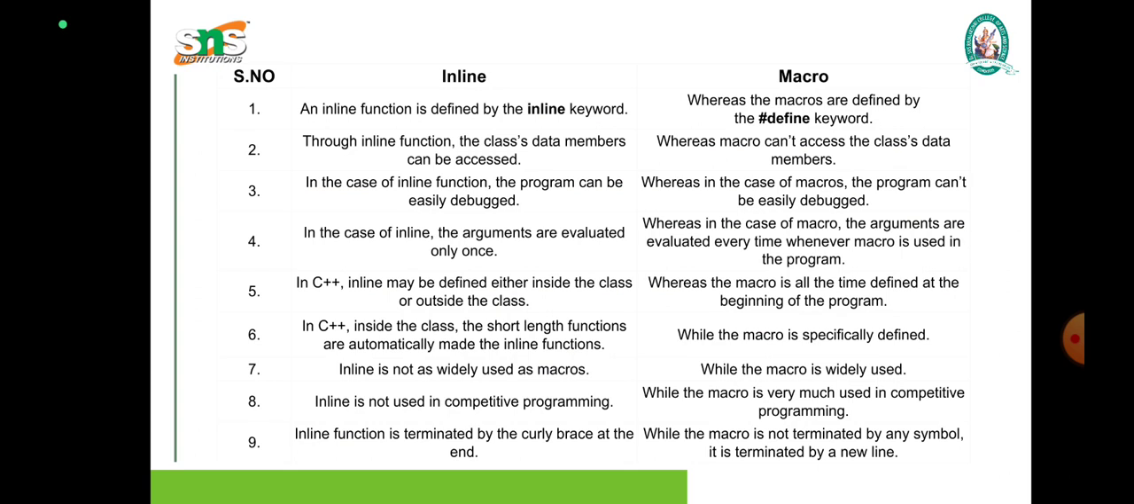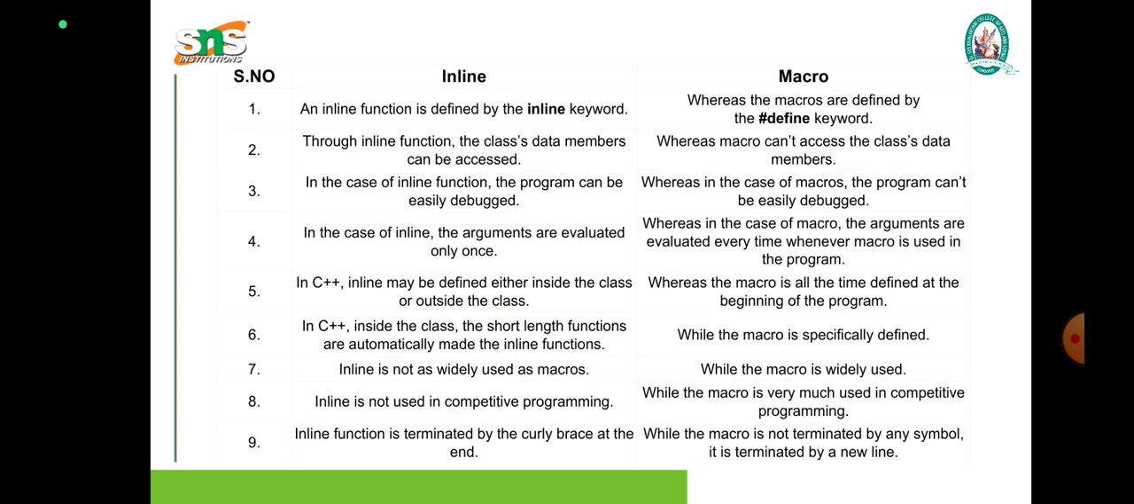An inline function is defined by the inline keyword, whereas a macro function is defined by the keyword hash define. Through an inline function, the class data members can be accessed, whereas a macro cannot access the class data members. In the case of an inline function, the program can be easily debugged, whereas in the case of macros, the program cannot be easily debugged. In the case of an inline function, the arguments are evaluated only once, whereas in the case of a macro, the arguments are evaluated every time the macro is used in the program.